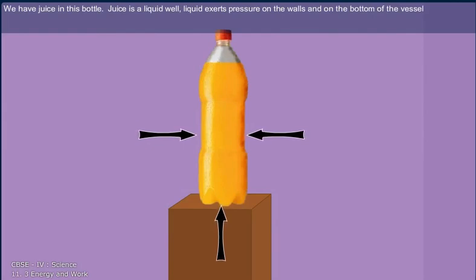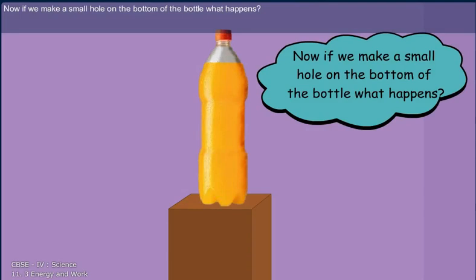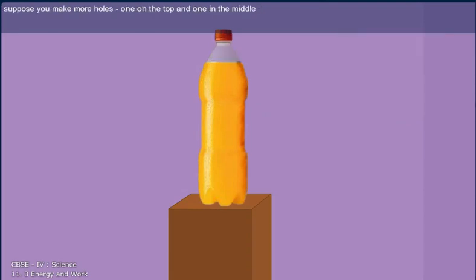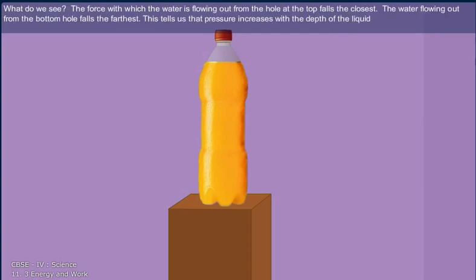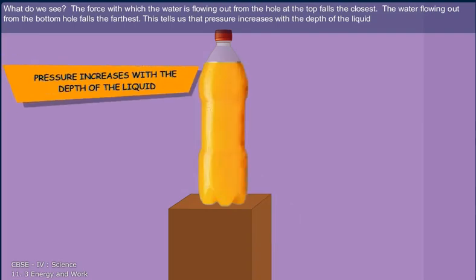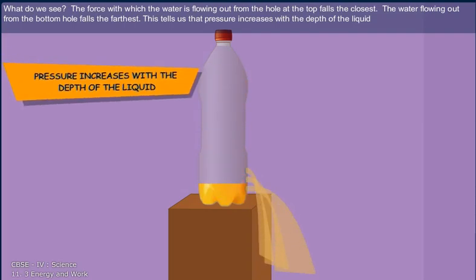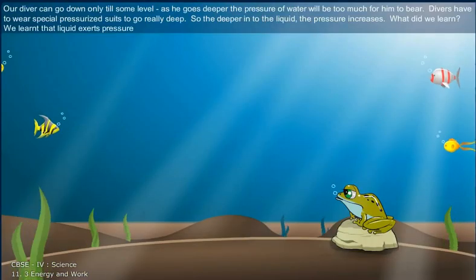Juice is a liquid. Well, liquid exerts pressure on the walls and on the bottom of the vessel. Now, if we make a small hole on the bottom of the bottle, what happens? Suppose you make more holes, one on the top and one in the middle. What do we see? The force with which the water is flowing out from the hole at the top falls the closest. The water flowing out from the bottom hole falls the farthest. This tells us that pressure increases with the depth of the liquid.